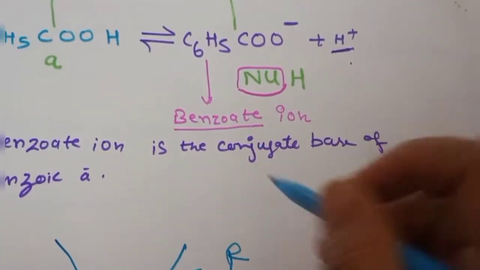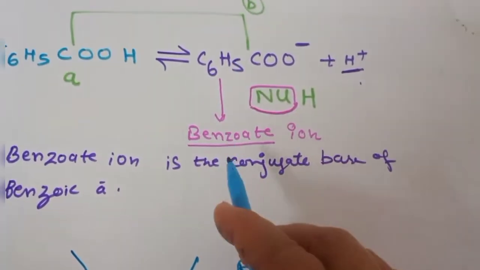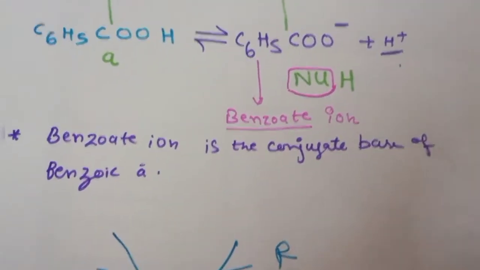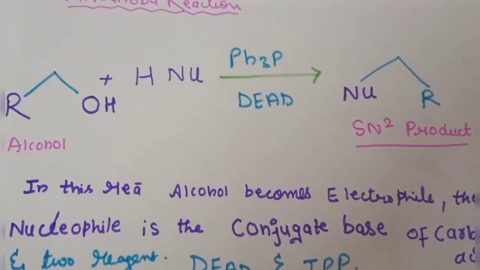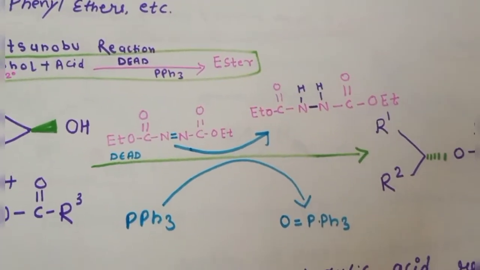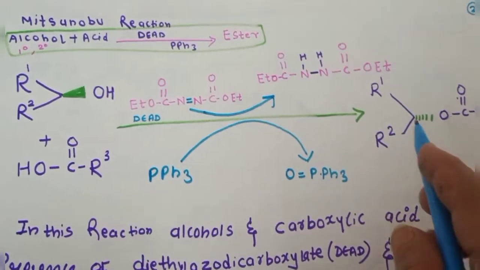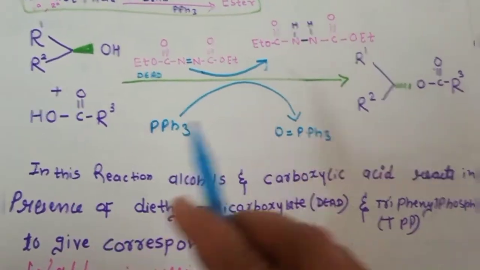Conjugate base of any carboxylic acid means here the nucleophile will be the anion of any acid. Okay, so you can write it down. Now the other important points of this reaction, and in this step, you can see what you have to write in the introduction part.